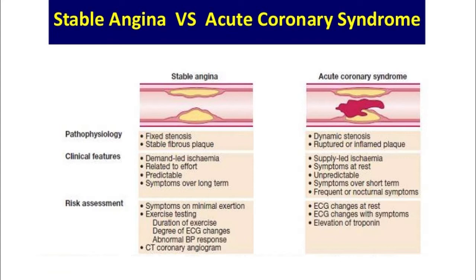This plaque is a stable plaque. This plaque has a thick fibrous cap. This plaque will never rupture. It's always going to be there. It's obliterating the lumen, narrowing the lumen, and decreasing the flow to the heart. So the ischemia is going to be demand-related.